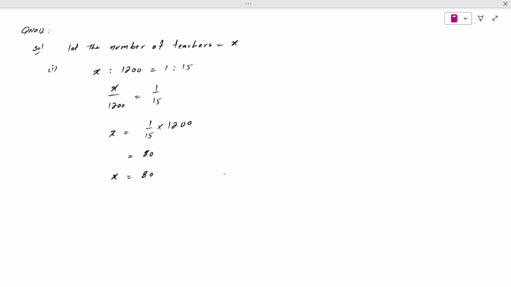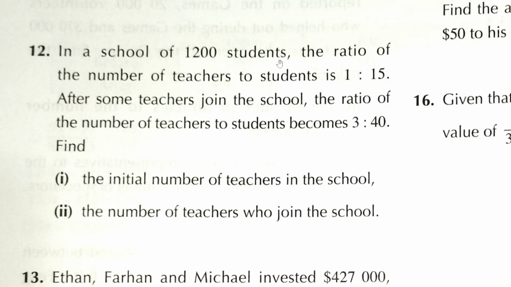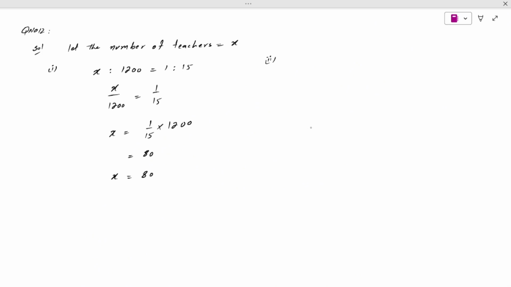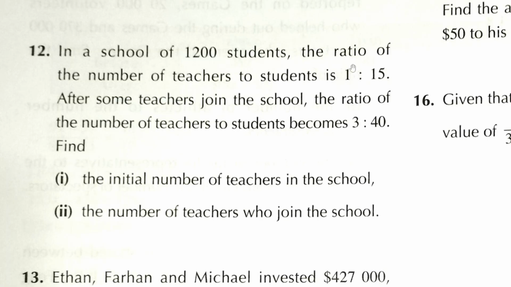Now let us solve part 2 of this question. He is saying that after some teachers join the school, the ratio of number of teachers to students becomes 3 ratio 40. Let y be the number of teachers who join the school. So 80 plus y becomes the new number of teachers. The number of students is the same, that is 1200, and this new ratio is 3 ratio 40.